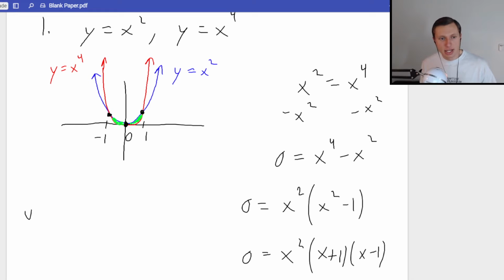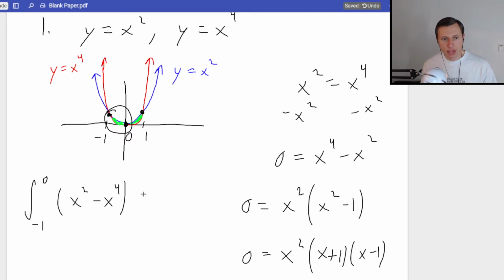It's going to be integral from negative 1 to 0. Because remember, it's integral from x1 to x2 of top minus bottom, right? So x1 and x2, those are my x points, negative 1 and 0 for the first one. The top function, just look at the left side. The top function is x squared. So it's x squared minus x to the 4th dx. There's my first integral. Great. Any questions so far?